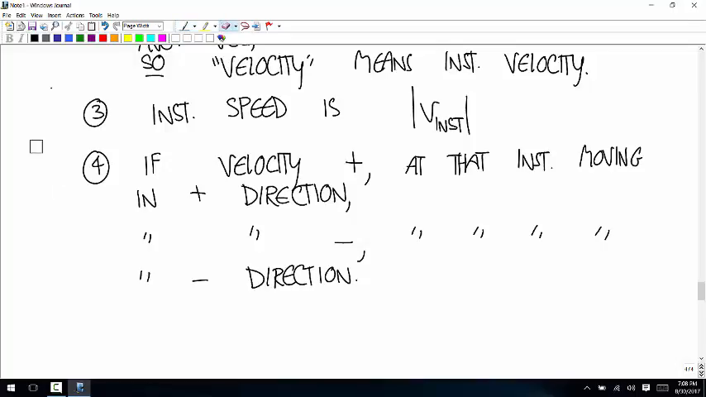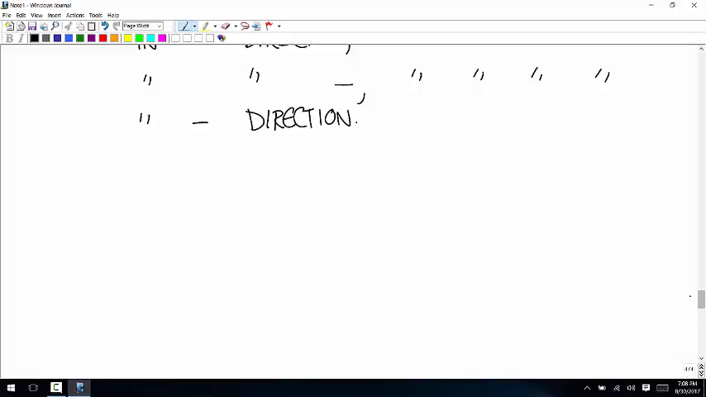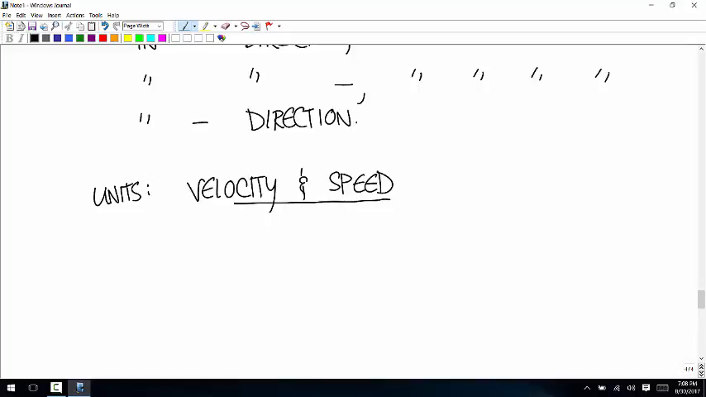Here's the last thing I want to say about it. Units. For velocity and speed, it always has units of length divided by time. And so the SI units are meters per second. And so any description of speed or velocity that you've ever heard has a length unit divided by a time. You know, miles per hour is length divided by time. And meters per second is what we're going to use the most.